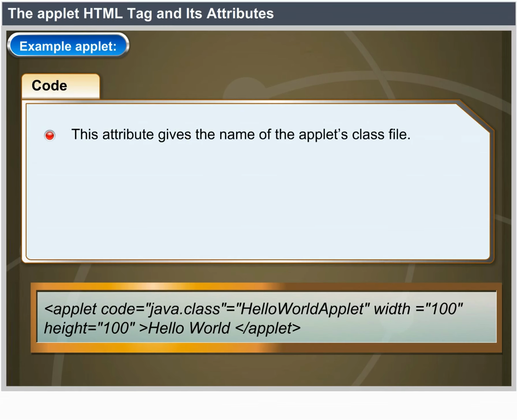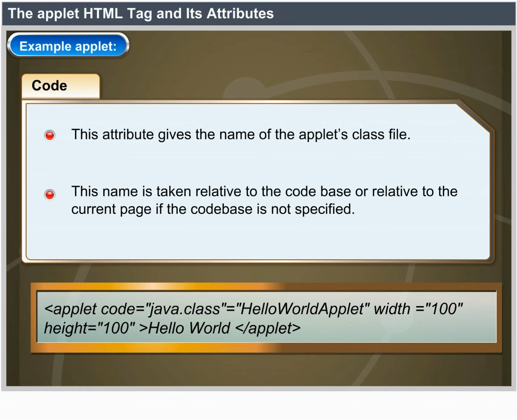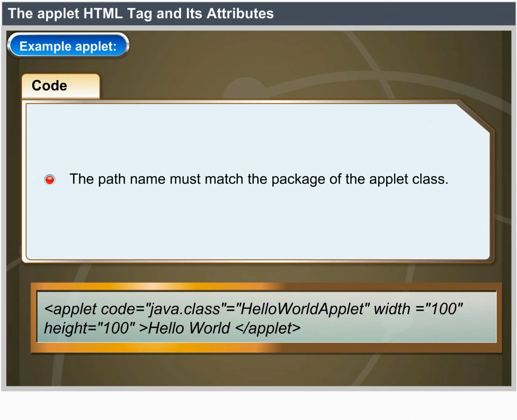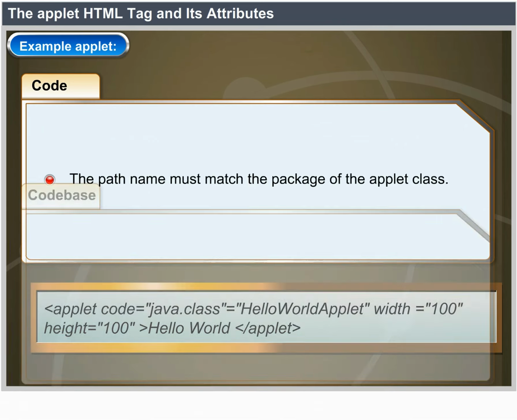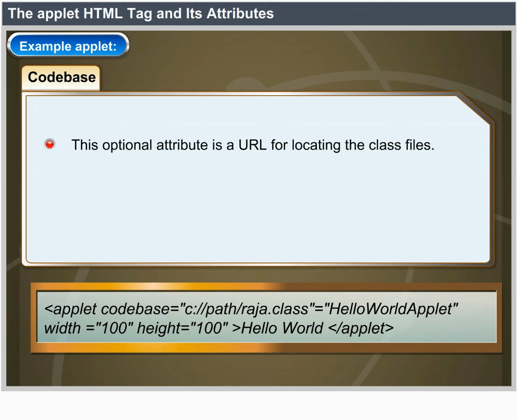Code. This attribute gives the name of the applet's class file. This name is taken relative to the code base, or relative to the current page if the code base is not specified. The path name must match the package of the applet class. Codebase. This optional attribute is a URL for locating the class files. You can use an absolute URL, even to a different server.